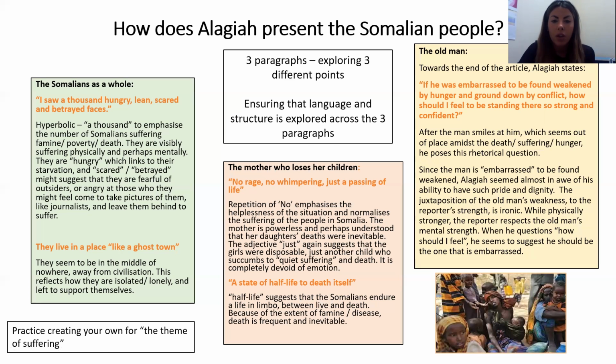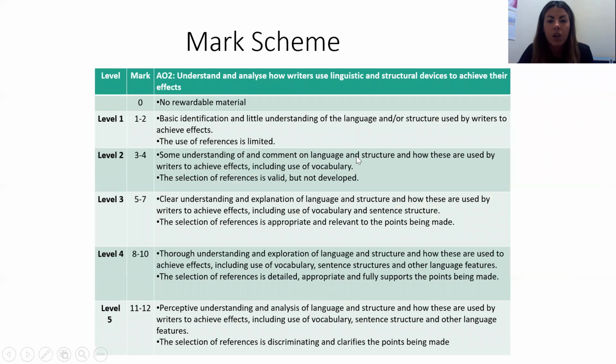Okay, what I would do for now, for your own revision, is to practice creating this for yourself, but for the question on the theme of suffering. So do the same, practice 3 paragraphs, exploring 3 different points, ensuring that you are identifying techniques and analyzing them. The last slide will show you exactly what you have to do for full marks in this question. So notice that at every level, you need to be identifying features of language and structure. How you will move up the levels is how strong your analysis is of those techniques.